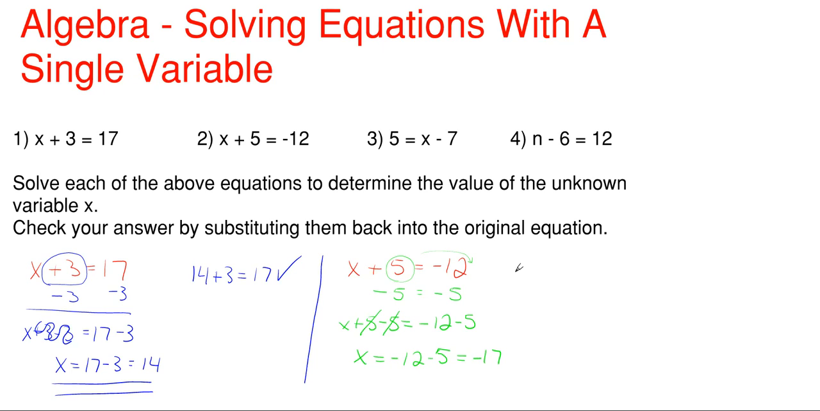So let's double check this before we say that's our final answer. So we're going to take this minus 17 and plug it back in to our original equation up here. So we have minus 17 plus 5 is equal to, indeed, minus 12. So since our equation comes out to be exactly what it was before with the minus 12 as the answer, we know that our answer of x equaling minus 17 is the correct one.